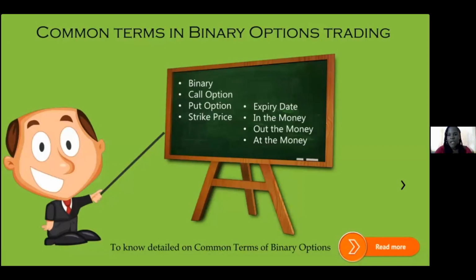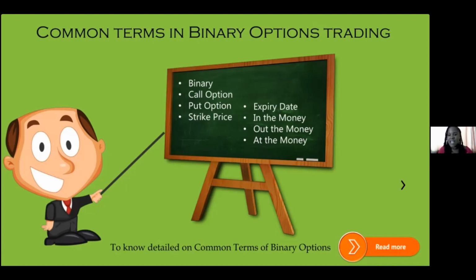Common terms in binary options trading would be binary, call option, put option, strike price, expiry date, in the money, out of the money, and at the money. Call is whenever you are predicting the price is going to go up, and put is when the price will go down. On our trading sessions, you're going to hear the binary instructor say, we're going to hit the call button at this number, or the put button at this number, or we're going to buy at this strike price. Strike price is the price at which you entered the market. Expiry date, of course, explains itself.